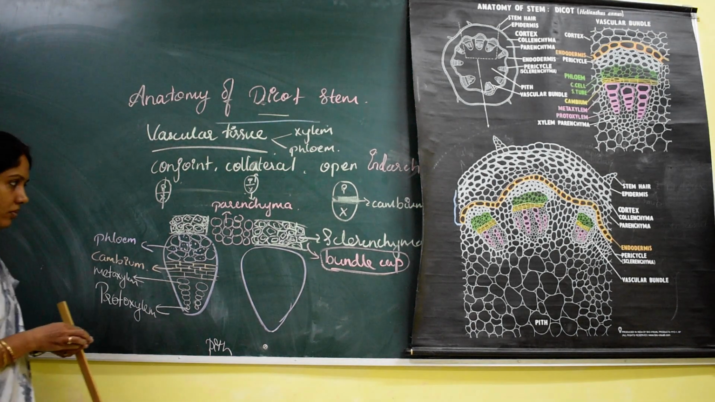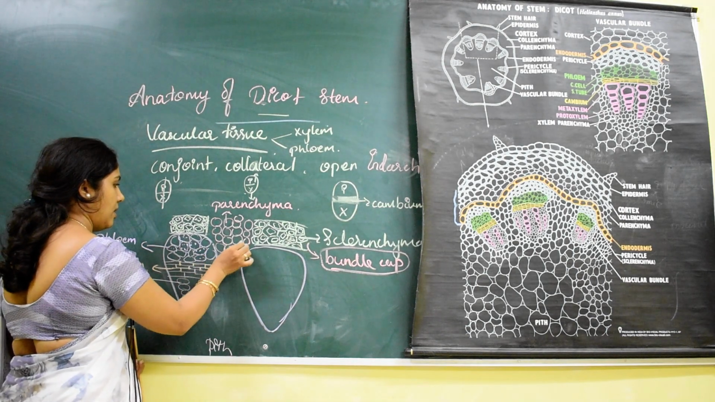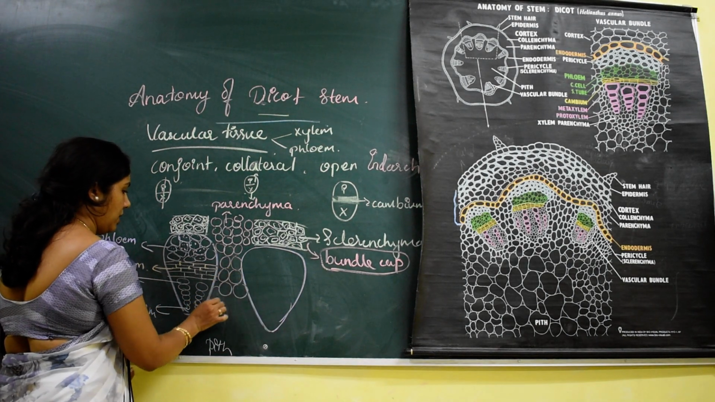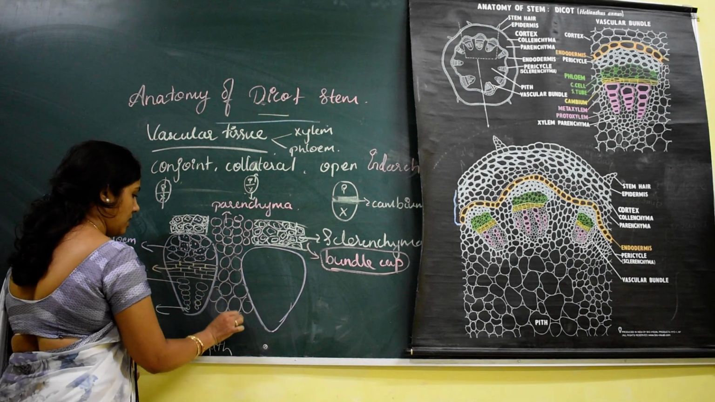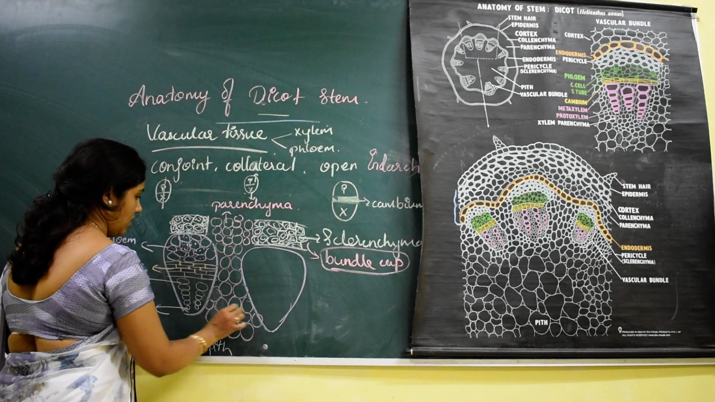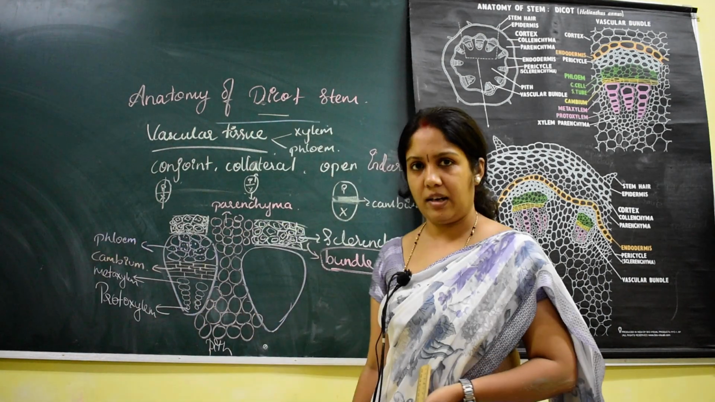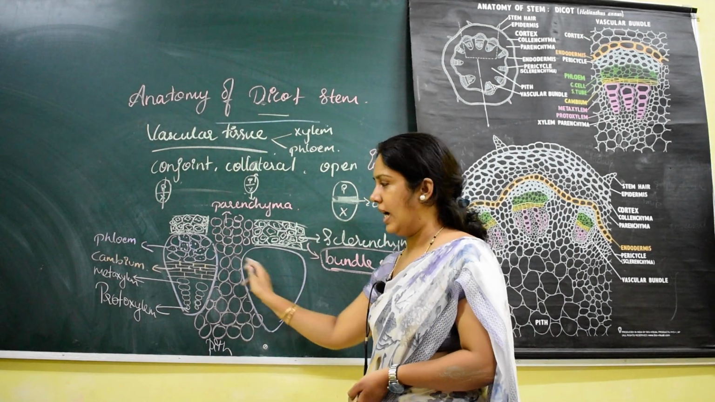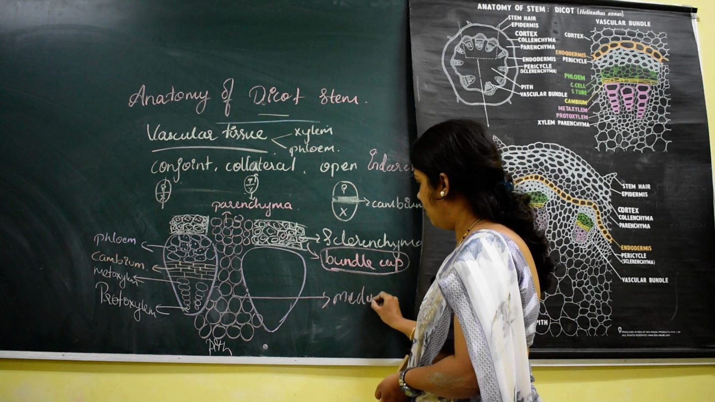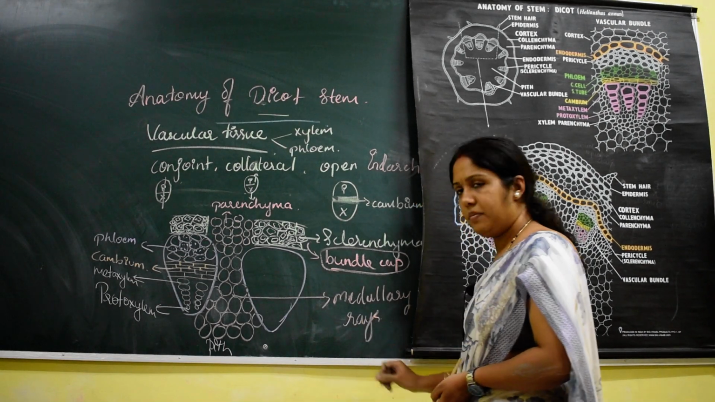Now, in between these two vascular bundles, there is a patch of loosely arranged parenchyma cells, and this region is termed as medullary rays. A patch of parenchyma cells or parenchyma tissue which is present in between the vascular bundles is referred to as medullary rays. What are medullary rays?